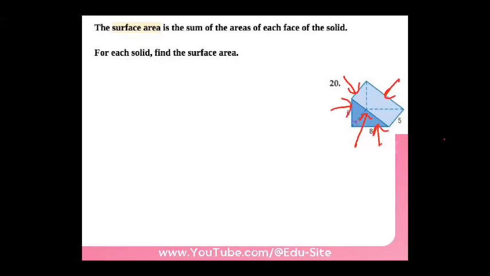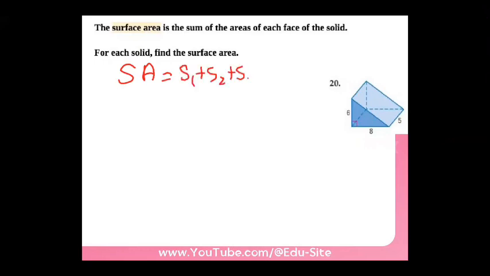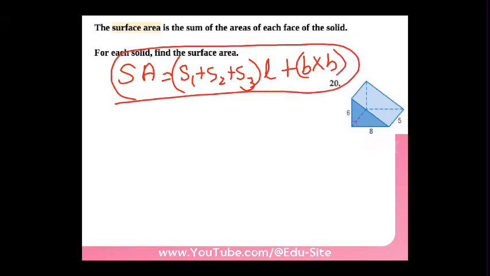So understood. You have to remember that the surface area of a prism is nothing but side 1 plus side 2 plus side 3 multiplied with the length, plus base into height of the triangle. Understood? Any doubts in this? This is the formula. We have understood the derivation of the formula as well.